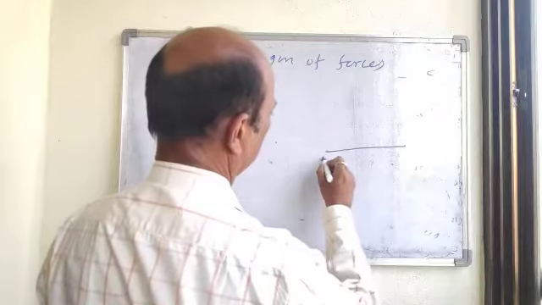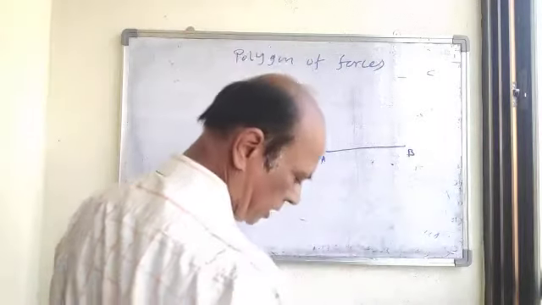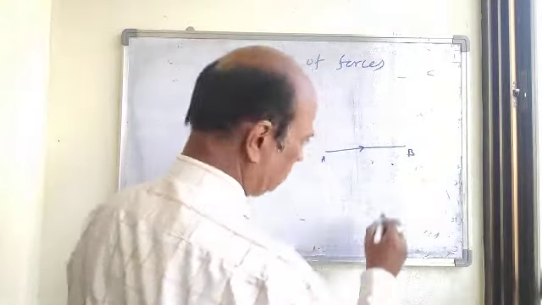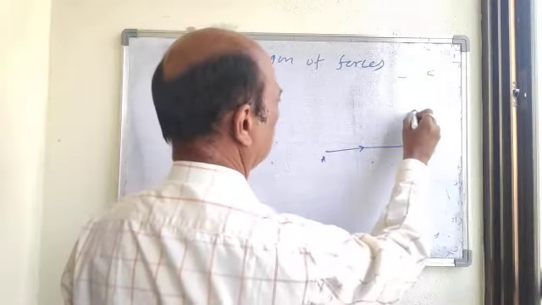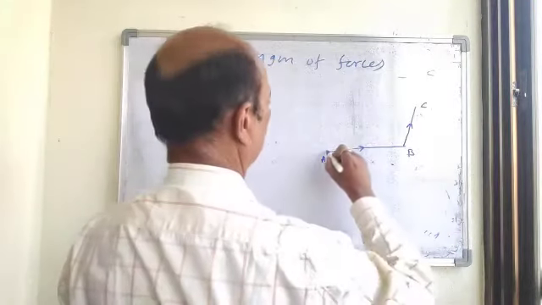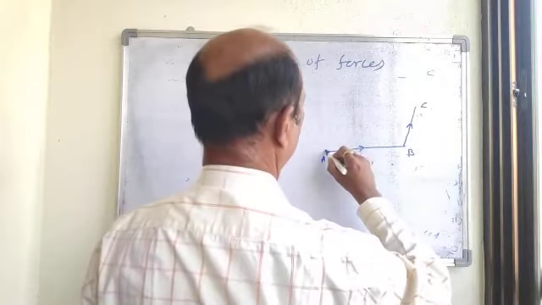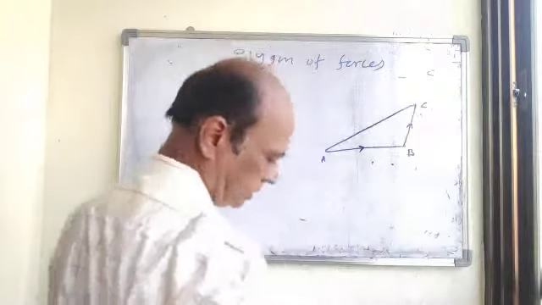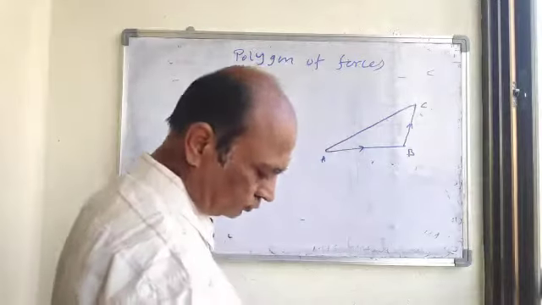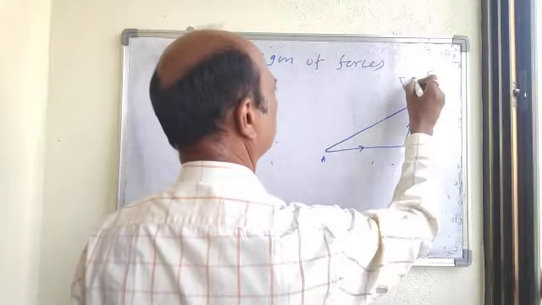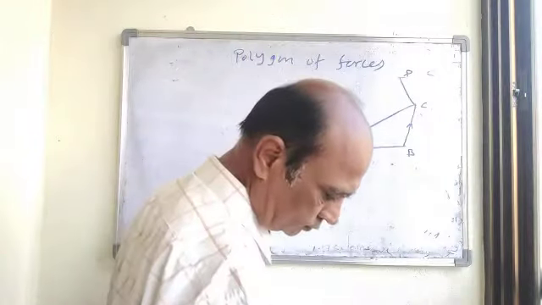One figure, that is A, here B. This is C. And after that, join this AC. Here is the point B.